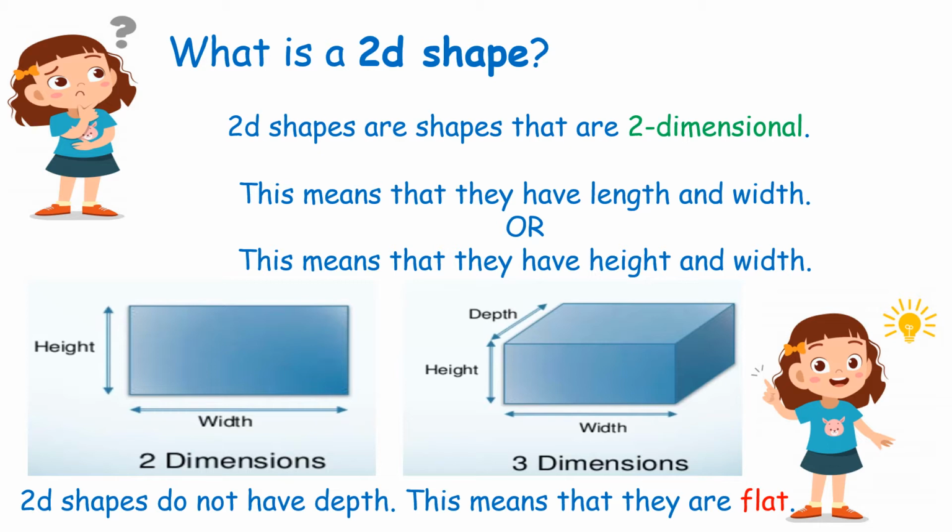Have a look at this cuboid. This cuboid is a 3D shape because it has 3 dimensions. It has height and width, like the rectangle, but it also has depth. But don't worry about that because today and this week we're focusing on 2D shapes.